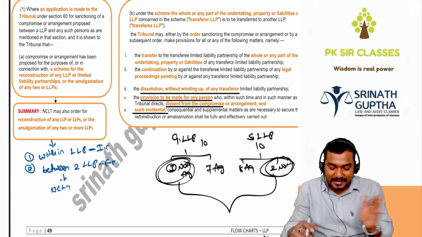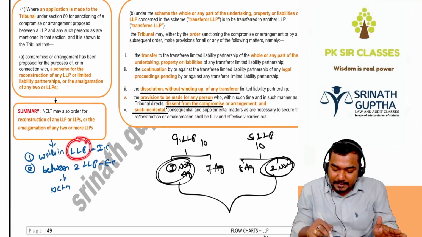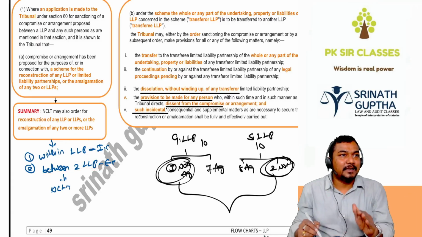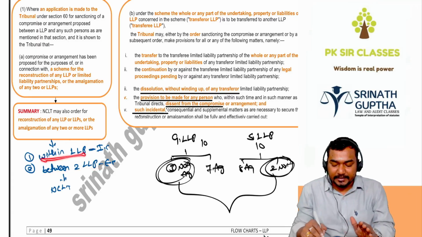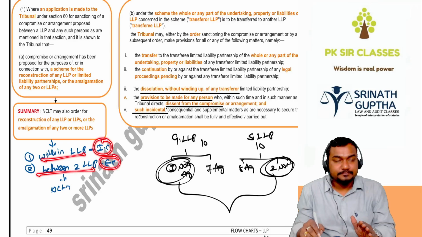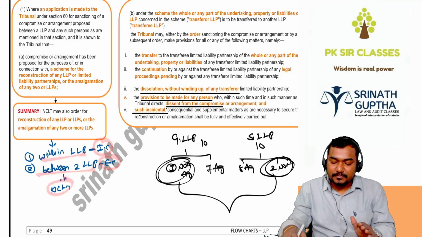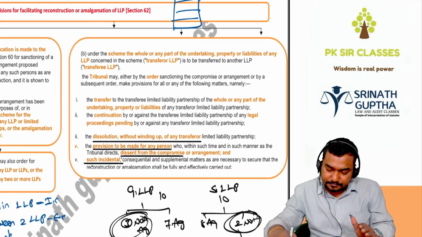So we may enter into this agreement within the LLP or between two LLPs. Within the LLP means internal reconstruction. Between two LLPs means we have to make an application to NCLT.